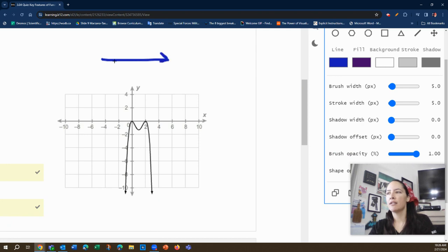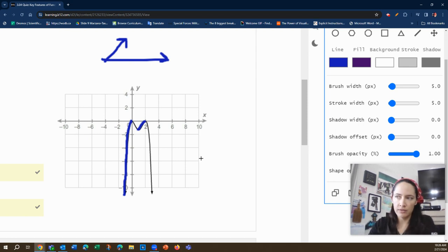Okay, right? As we go right, we go up. So let's start here. We go right and we go up. Now we're going down, so that's not increasing. Oh, now we're going right and we're going back up. So now we're increasing. Oh, now we're going down. So we're done.